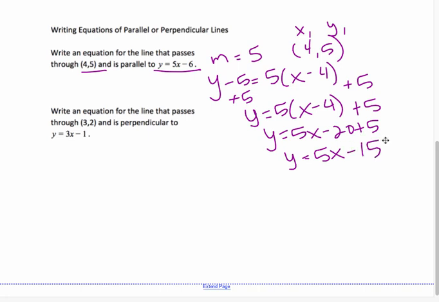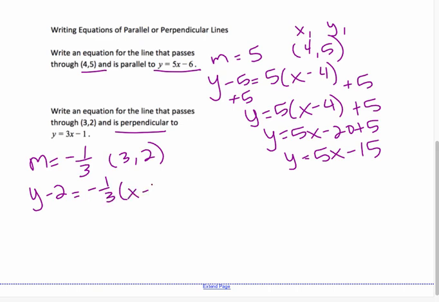Okay? All right, write an equation for the line that passes through 3, 2 and is perpendicular to y equals 3x minus 1. So if it's going to be perpendicular, then my slope needs to be -1/3. And it needs to go through the point 3, 2. So same thing, I'm going to use point slope form. Y minus 2 equals -1/3 times x minus 3.